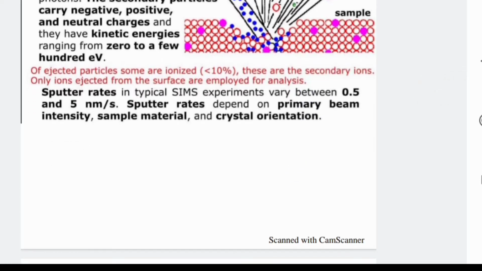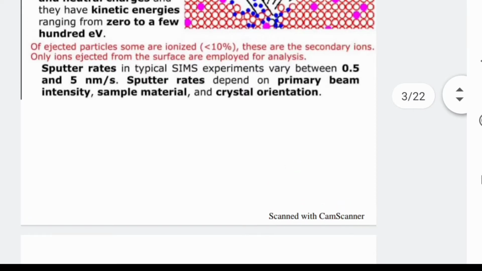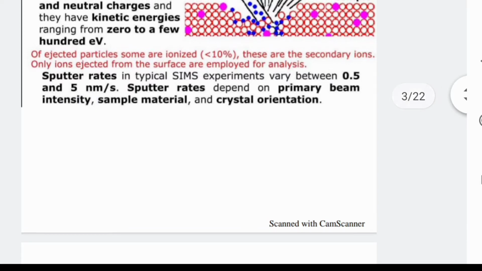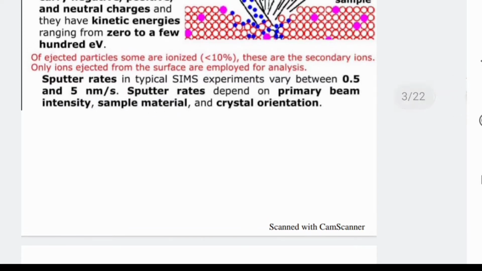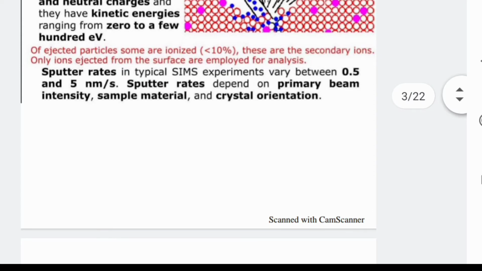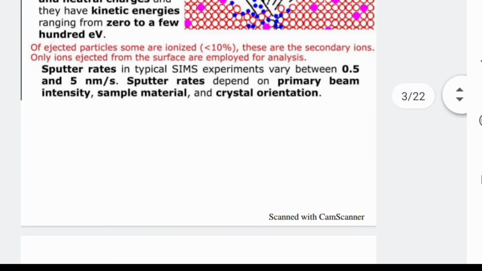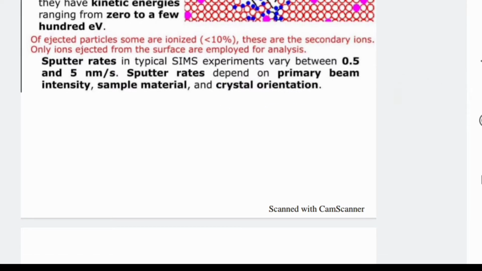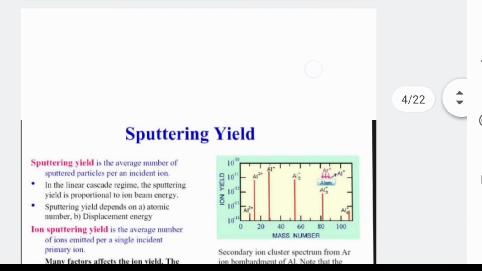The sputtering rate in a typical experiment varies between 0.5 to 5 millimeter per second. That sputtering rate primarily depends upon the primary beam intensity, how much intensity there is, which type of sample material is there, and how it is oriented. The sample material also decides how many ions are going to be determined and how they are placed, meaning whether the solid is amorphous or crystalline.